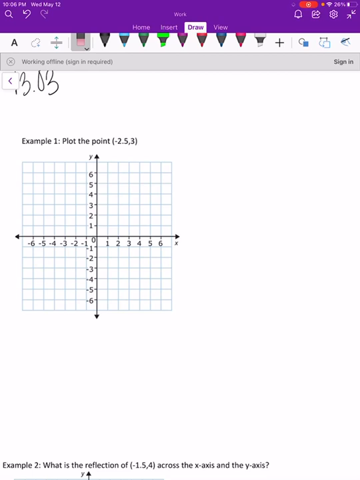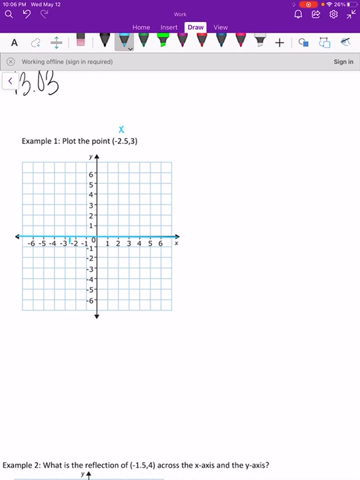Example 1 says plot the point negative 2.5 comma 3. So our negative 2.5 is on our x-axis, which I always like to make blue. So that's going to be, make a blue line here. So we're going to look for negative 2.5 on that blue line. And negative 2.5 is somewhere in between negative 2 and negative 3. So it's right about right here.